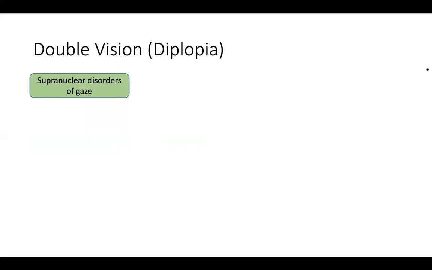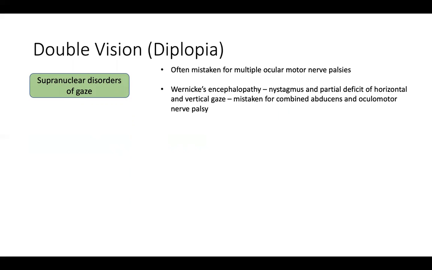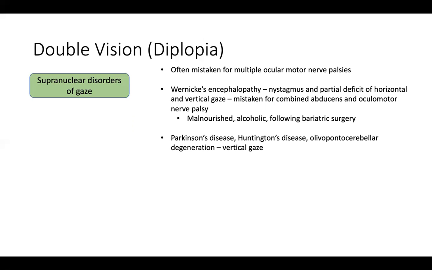Supranuclear disorders of gaze are often mistaken for multiple ocular motor nerve palsies. For example, Wernicke's encephalopathy can produce nystagmus and the partial deficit of horizontal and vertical gaze that mimics a combined abducens and oculomotor nerve palsy. The disorder occurs in patients who are malnourished, alcoholic, or following bariatric surgery and can be reversed by thiamine.